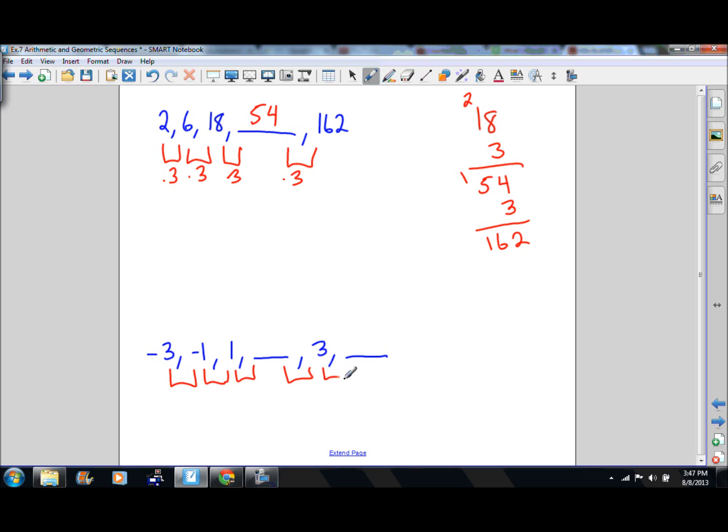This one's got a couple spaces. From -3 to -1, I'm adding 2. From -1 to +1, I'm adding 2. Therefore, I have to add 2 here, here, and here. So 1 plus 2, that has to be 3. Whoops, there's an error here. I've got to fix this. This should be a 5, sorry. And then if that's a 3, that's a very misshapen 3. If that's 5, then this has to be 7.